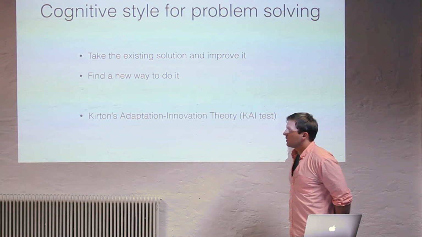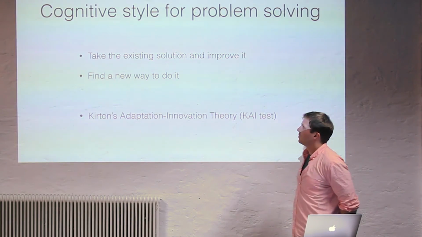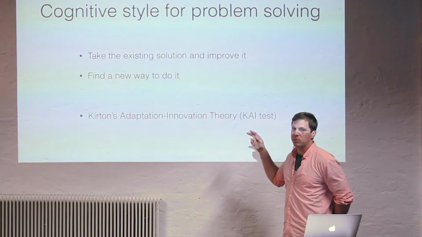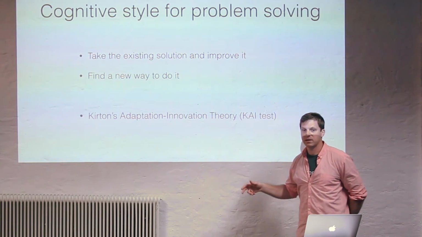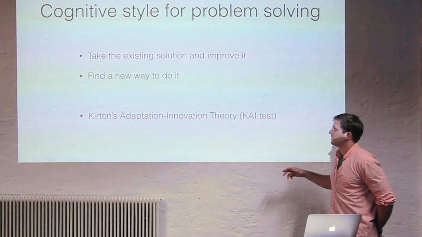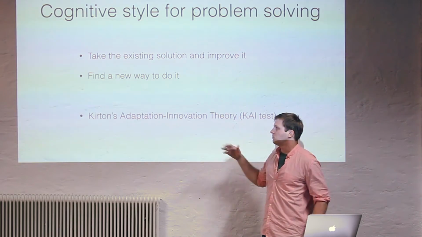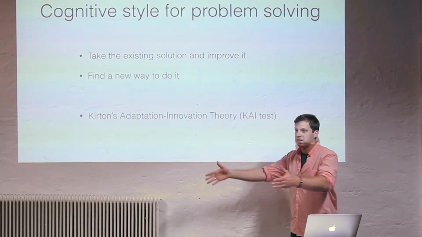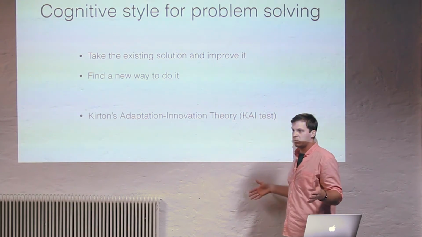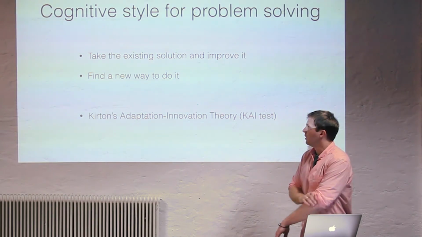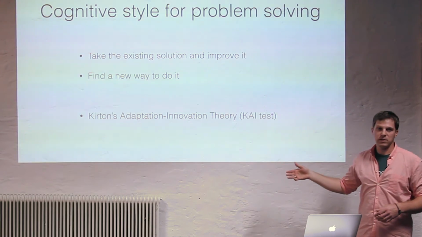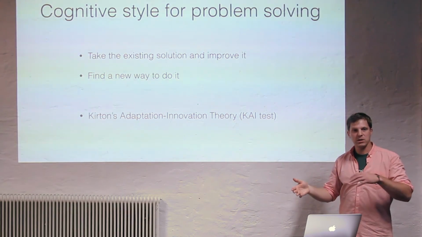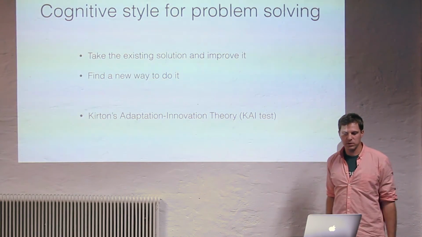But in cognitive science, there are basically two types for problem solving, two cognitive styles. I can't really explain it, but the thing that I got of it was that either you take an existing solution and you try to make it better as much as you can, or you find a new way to do it. So you kind of think outside the box and you try to improve it by doing something new.